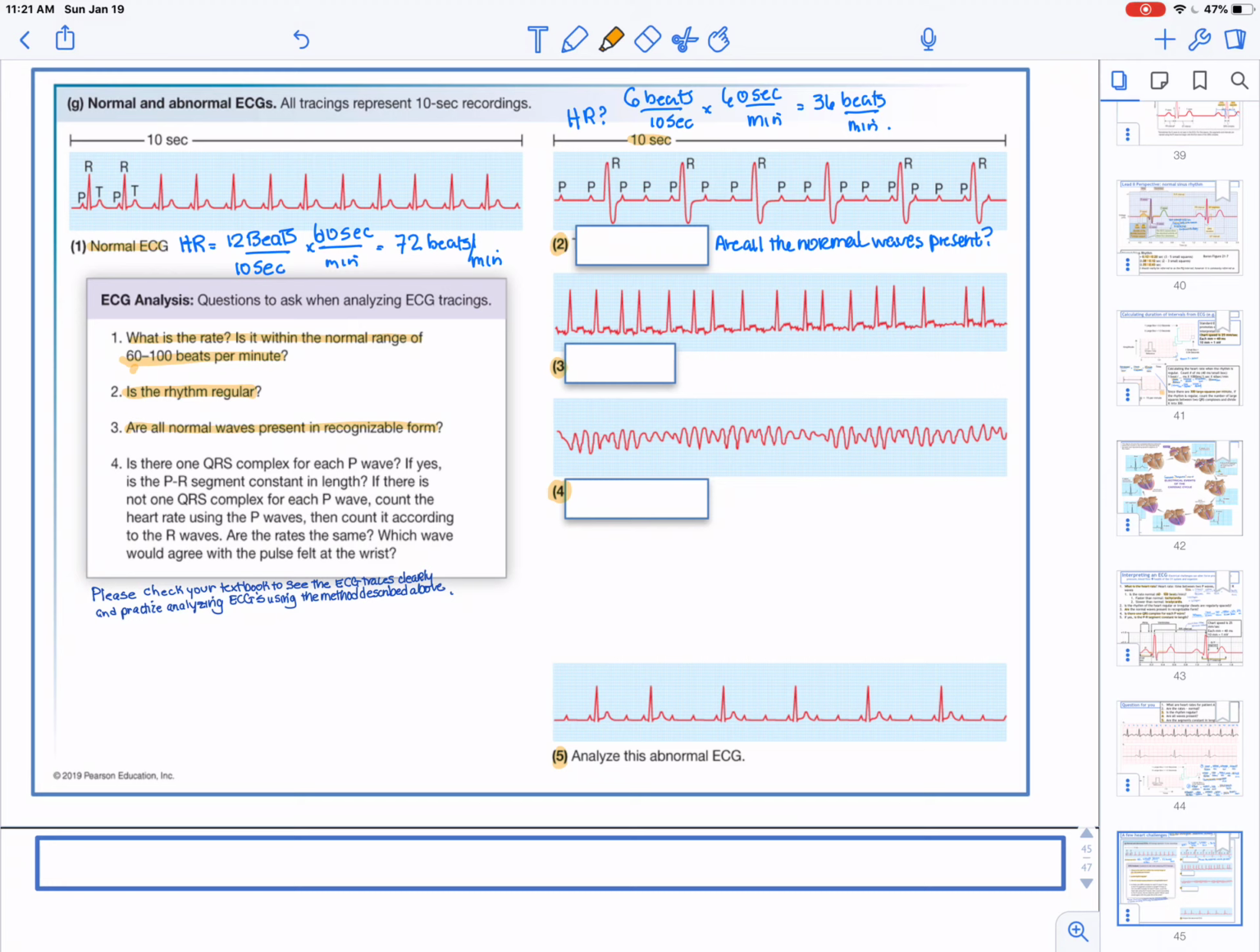Okay, so if they're not all present, then that tells you there's something up. And then, is there one QRS complex for each P wave? That is not true for number 2. Okay, and then there are some other questions. So that's all for now, and we'll talk more about this in class.